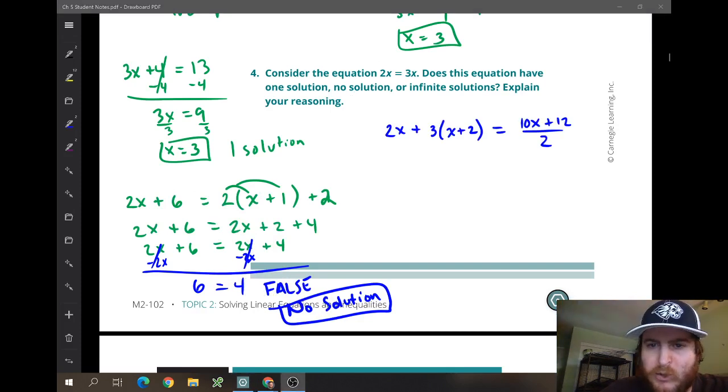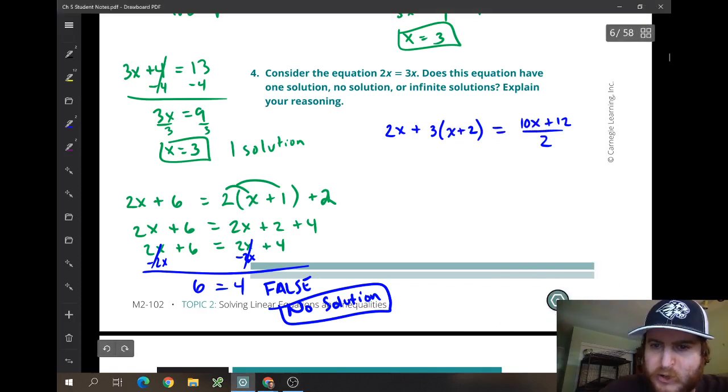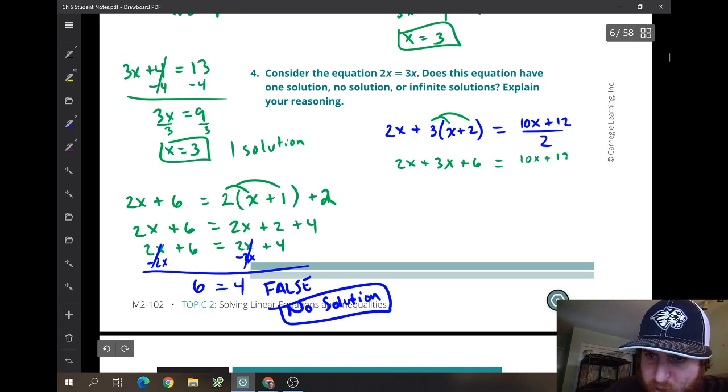Okay. And then our last one we're going to do is 2x plus 3 times the quantity x plus 2 equals the fraction 10x plus 12 over 2. So what I'm going to do first is distribute. So we get 2x plus 3x plus 6 equals 10x plus 12 over 2. Now, before I get rid of my fraction, I'm going to combine any like terms on that left side. So it gives me 5x plus 6 equals 10x plus 12 over 2.